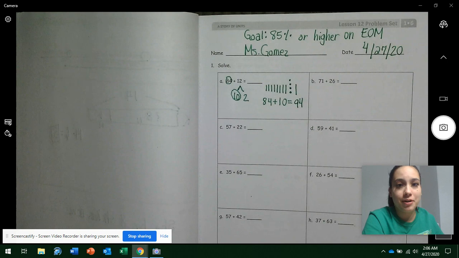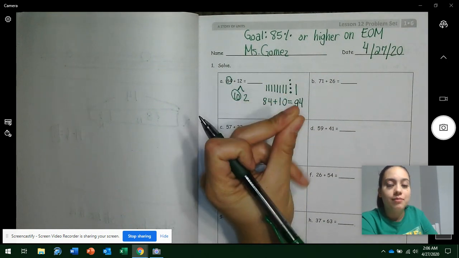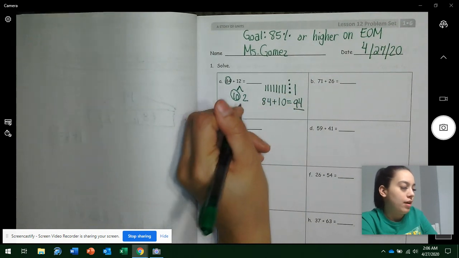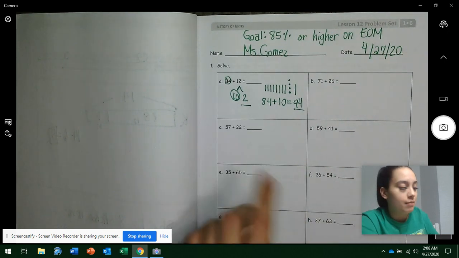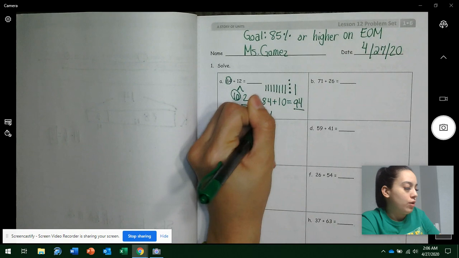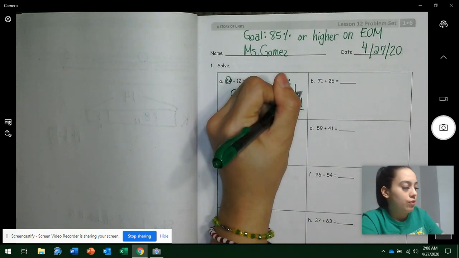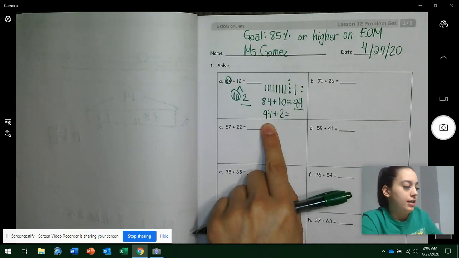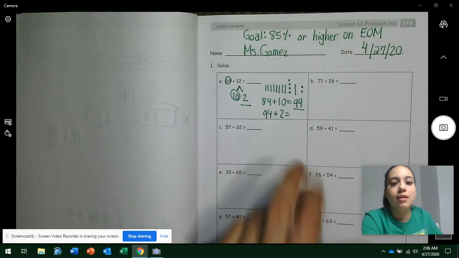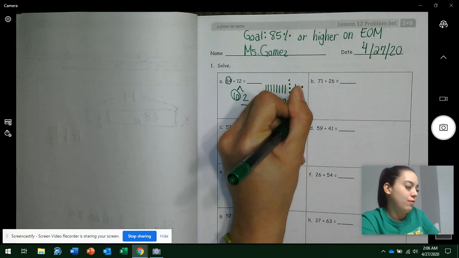No, we can't forget about our leftover parts. And what are our leftover parts? Yes, 94 and 2. We can't forget about our other part, okay? So 94 plus 2, boys and girls. We're going to add 2 more ones to our picture. And then what's 94 plus 2 more? Yes, 96. And that will be your answer.